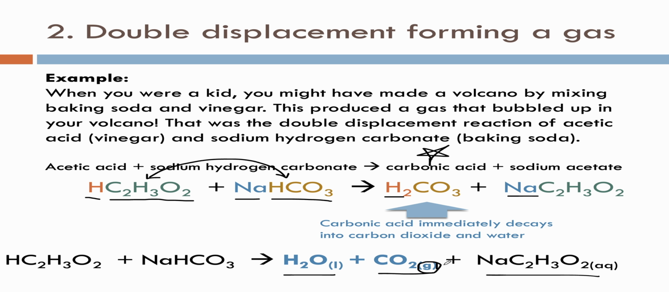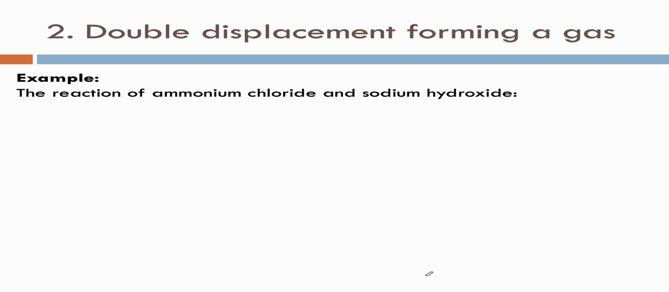So it's that carbon dioxide gas that makes this experiment so exciting, and that's actually what makes this double displacement reaction possible. Otherwise, carbonic acid is actually aqueous and sodium acetate is aqueous. So you would think this would not go forwards at all because it doesn't form a precipitate. But because that carbonic acid right away breaks down into water and a gas, it actually does happen in this reaction. Let's do another example.